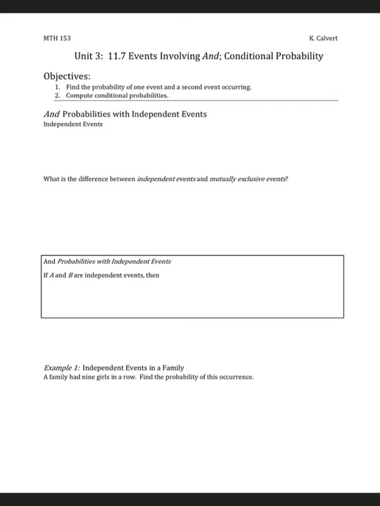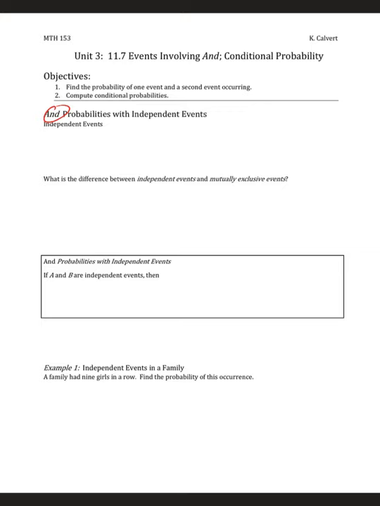The next thing we're going to be doing is computing conditional probabilities. This is saying what's the probability of this happening if this already happened. So let's start with the first objective: probabilities with independent events, and we're using the word "and." This is going to be your keyword whenever you see the word "and" here. First thing we're talking about is independent events.